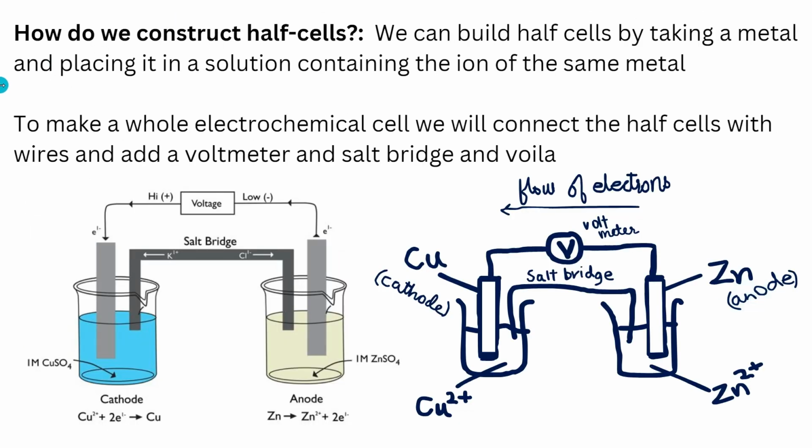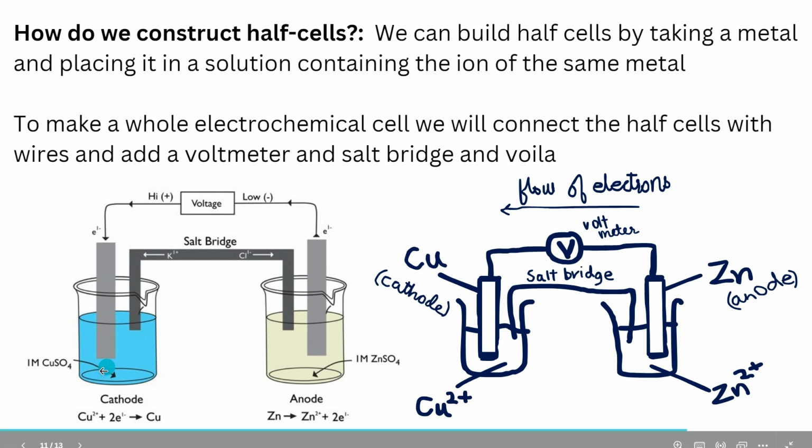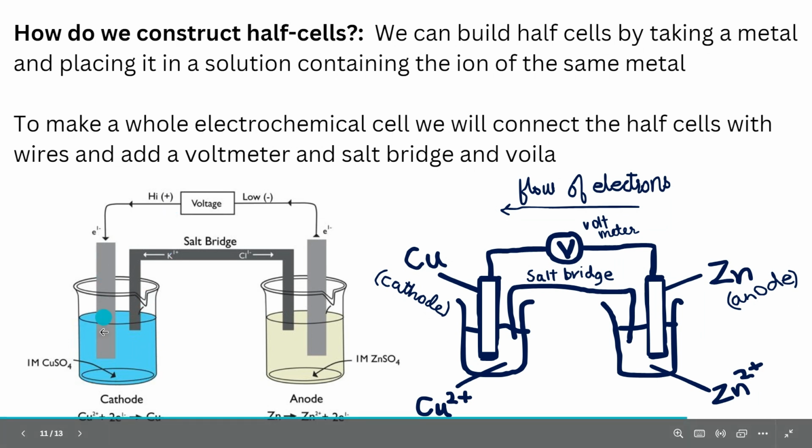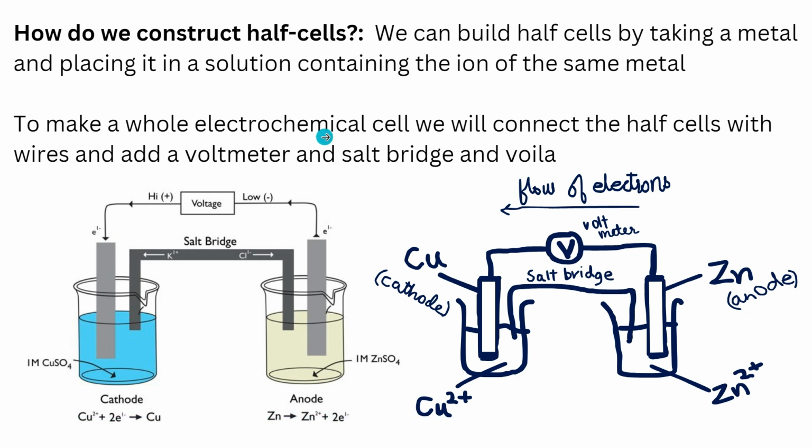Now, how do we construct half cells? We can build half cells by taking a metal and placing it in a solution containing the ion of the same metal. So this is a half cell, right? We have copper metal dipped in a solution that contains copper ions. To make a whole electrochemical cell, we connect the half cells with wires and add a voltmeter and a salt bridge, and voila, you have your electrochemical cell.